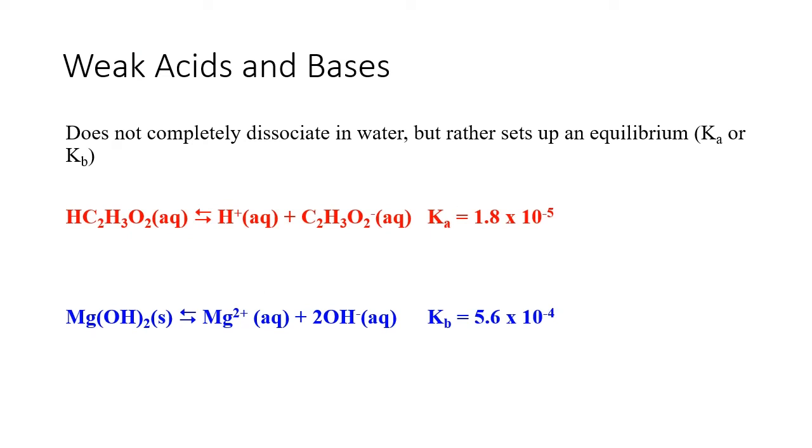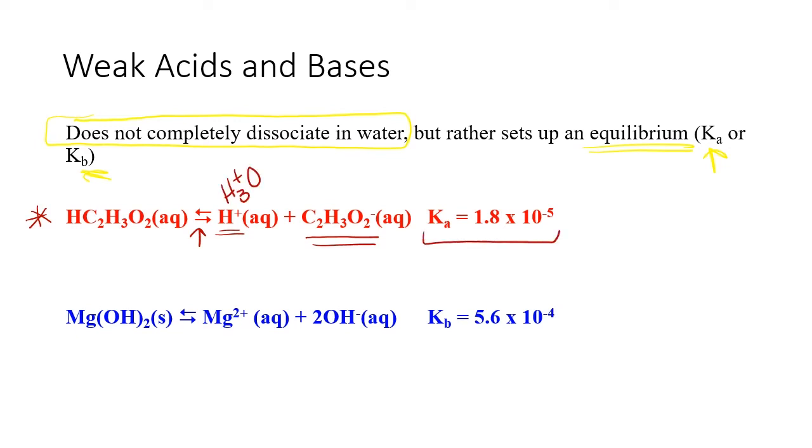For your weak acids and bases, what's important to know is they do not completely dissociate in water. They set up equilibriums, and you wind up with a Ka or Kb value. So let's look at this first one. So that's acetic acid, goes into equilibrium. You get H+ ions and acetate ions, okay? And you've got a Ka value associated with it. And you notice reactants are favored in this one because the Ka is so small.